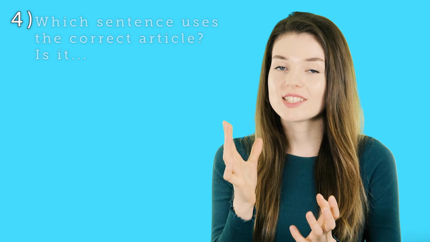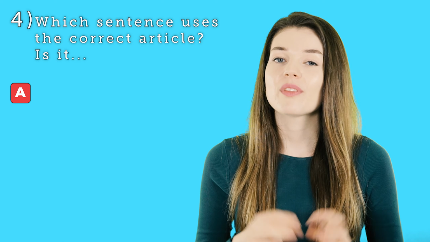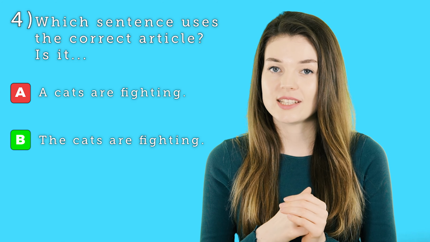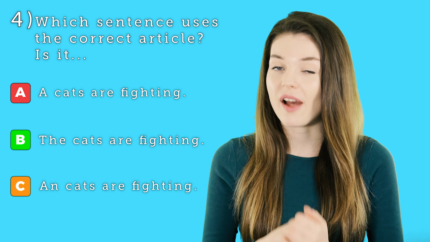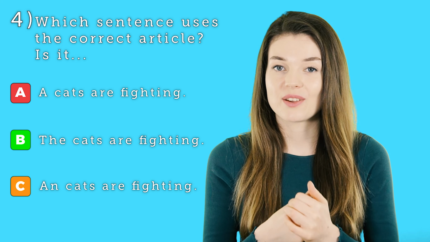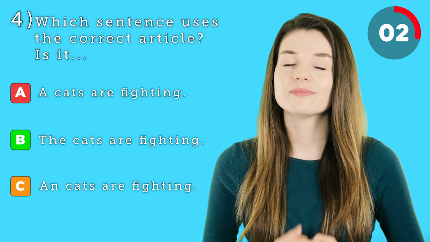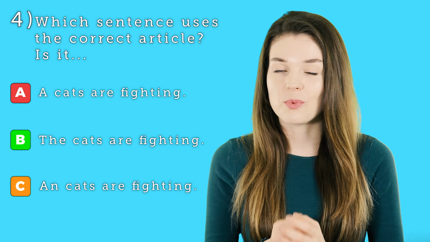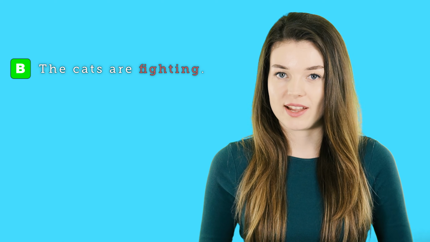And question number 4. Which sentence uses the correct article? Is it A, cats are fighting? Or B, the cats are fighting? Or C, and cats are fighting? And you've got 5 seconds to think about it, starting from now. Okay, so the answer was B. The cats are fighting.